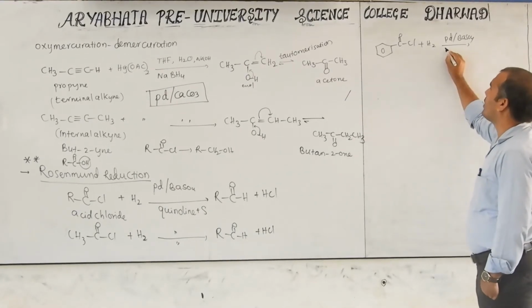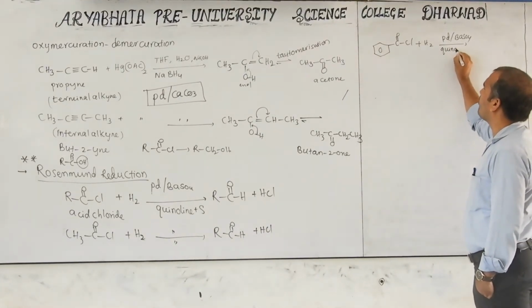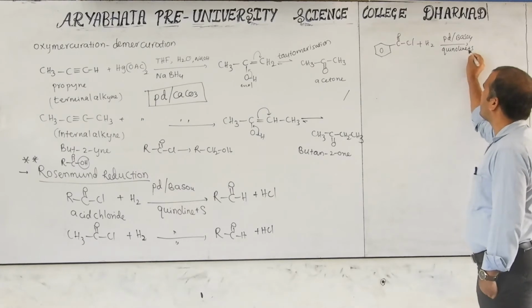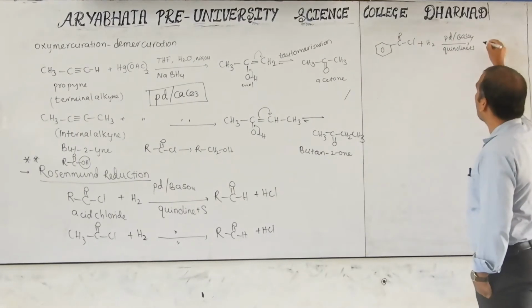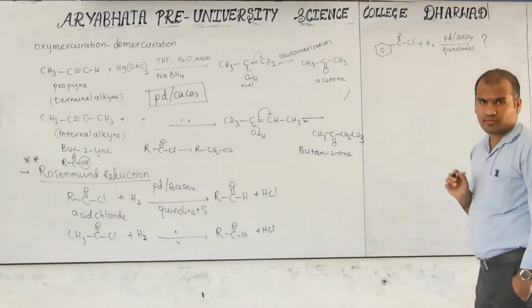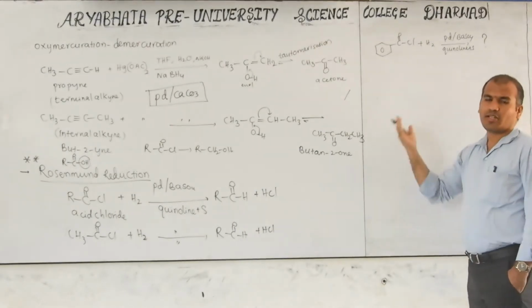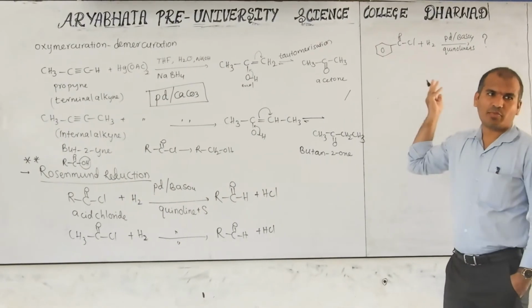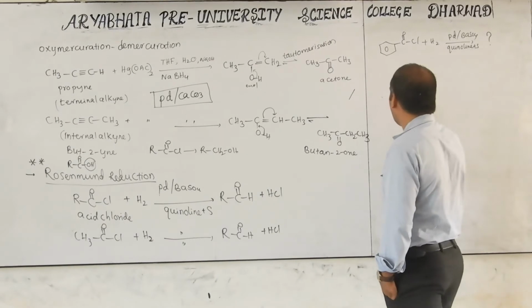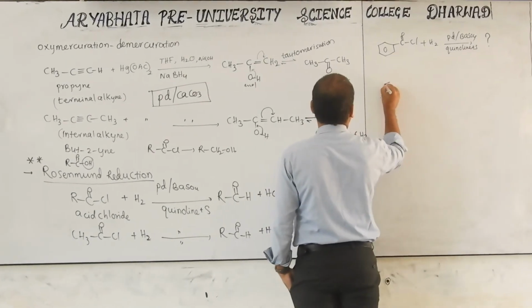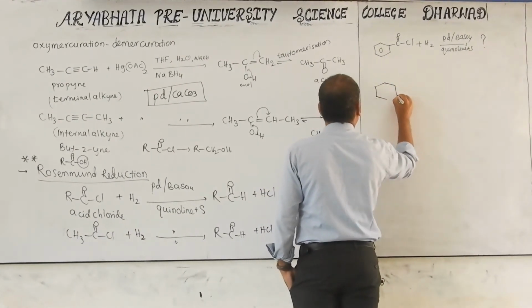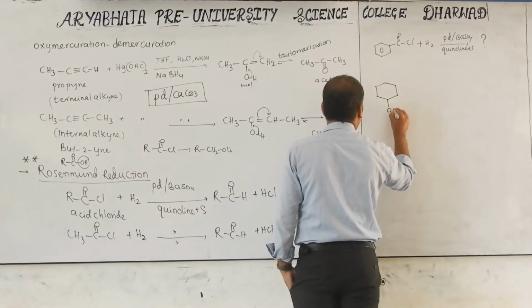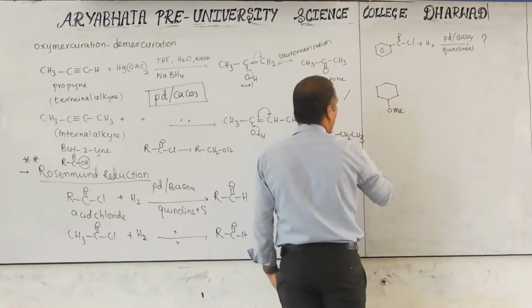Next, here phenolene plus sulfur. Then what is the product here? You have to write. I hope you have well understood. Just remove the Cl, add H. That is benzaldehyde form. Next. Amine methyl.